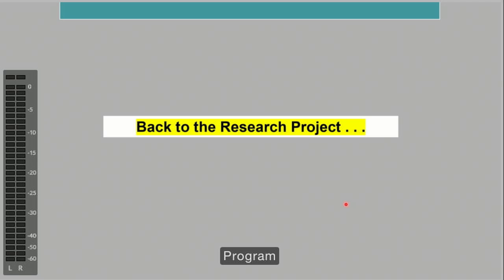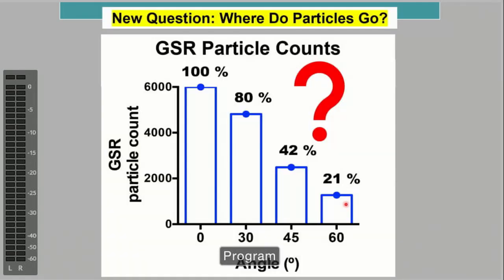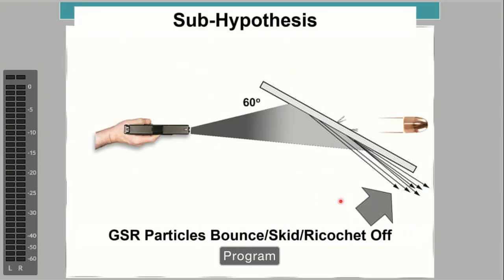So back to the research project. My question came up: we have 100% of the particles at 0 degrees, or perpendicular, and then we have 21% at 60 degrees. Well, where do these other particles go? What happens to them?